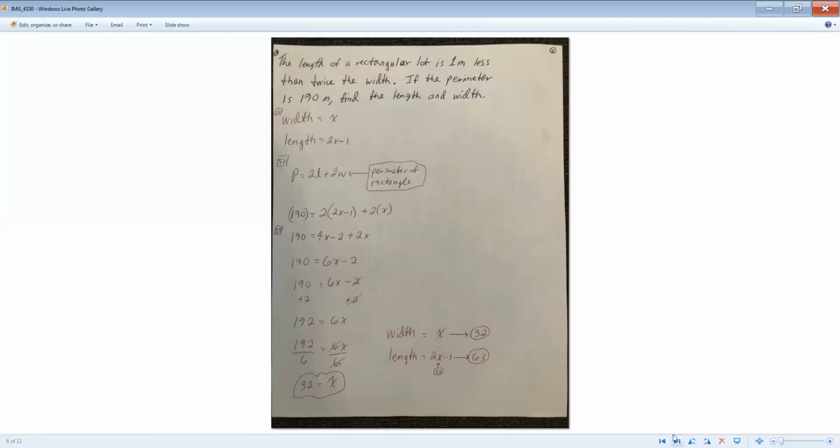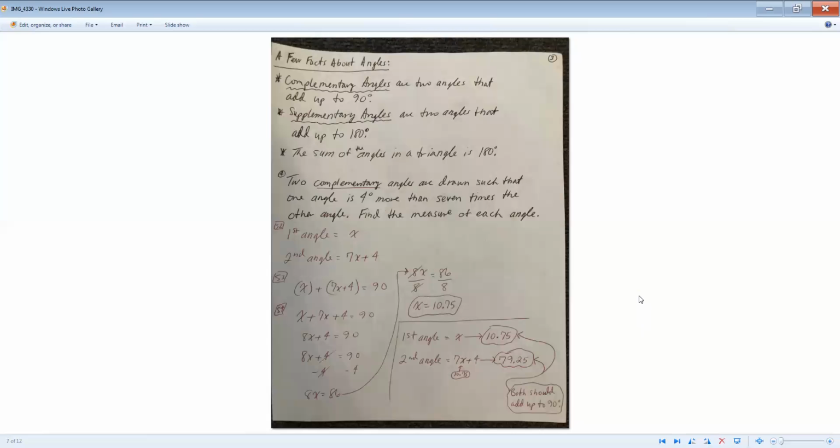All right, a few facts about angles before we go any further. Complementary angles are two angles that add up to 90 degrees. Supplementary angles are two angles that add up to 180 degrees. And then the sum of the angles in a triangle is equal to 180 degrees.